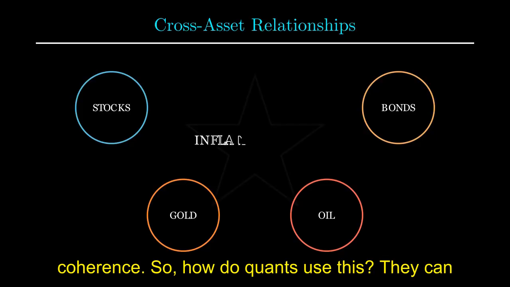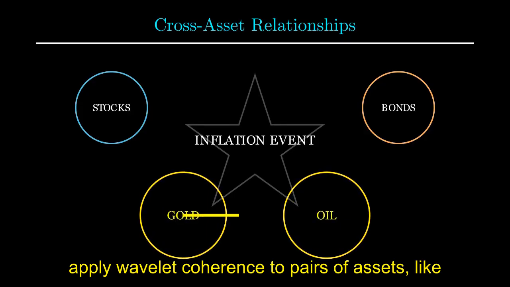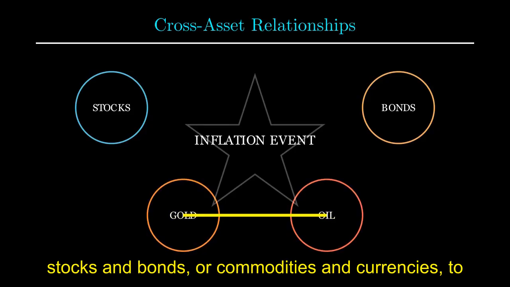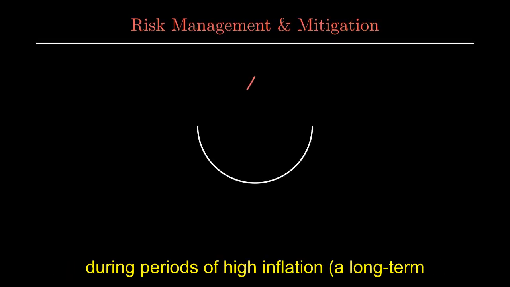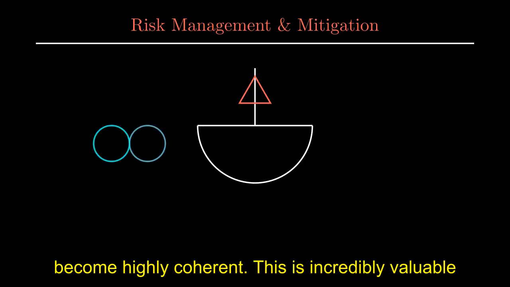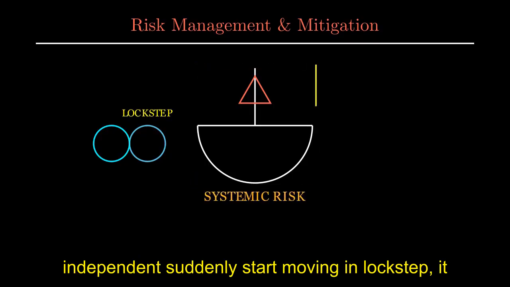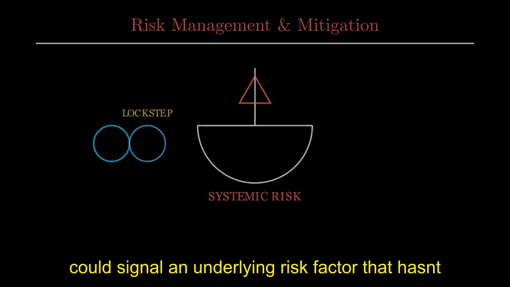So, how do quants use this? They can apply wavelet coherence to pairs of assets, like stocks and bonds, or commodities and currencies, to find periods where their movements are unusually synchronized. For instance, they might discover that during periods of high inflation, a long-term trend, the price of gold and certain energy stocks become highly coherent. This is incredibly valuable for risk management. If two assets that are usually independent suddenly start moving in lockstep, it could signal an underlying risk factor that hasn't been accounted for. A quant can then adjust portfolio allocations to mitigate this newly identified risk.